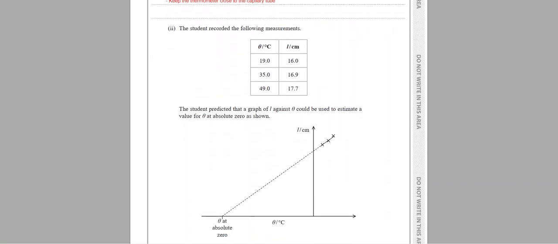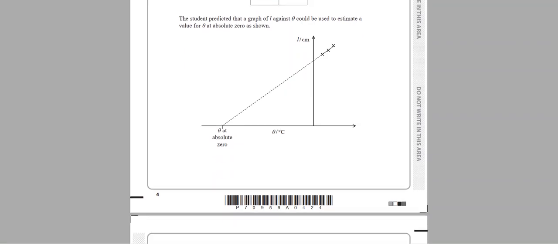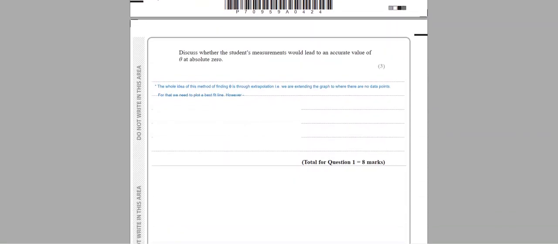The student recorded the following measurements. So these are my measurements. The student predicted that a graph of L against theta could be used to estimate a value of theta at absolute zero as shown. So what you're doing is extrapolating the graph to find the value at absolute zero. Discuss whether the student's measurements would lead to an accurate value of theta at absolute zero.